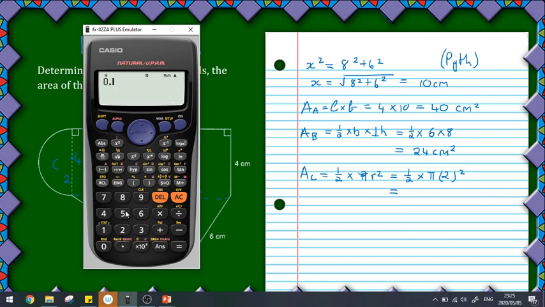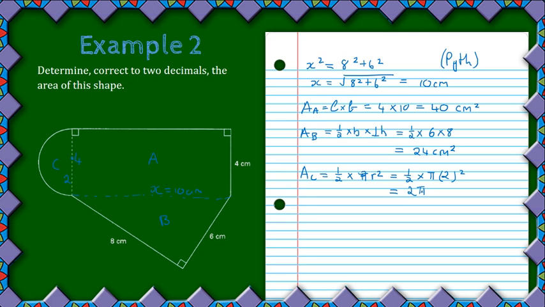this is 0.5 times pi times 2 squared, or just 4. So this gives me 2 pi. Okay, and this is in centimeters squared. So finally I can now get my total area as the area of A plus the area of B plus the area of C, and this is then 40 plus 24 plus 2 pi.